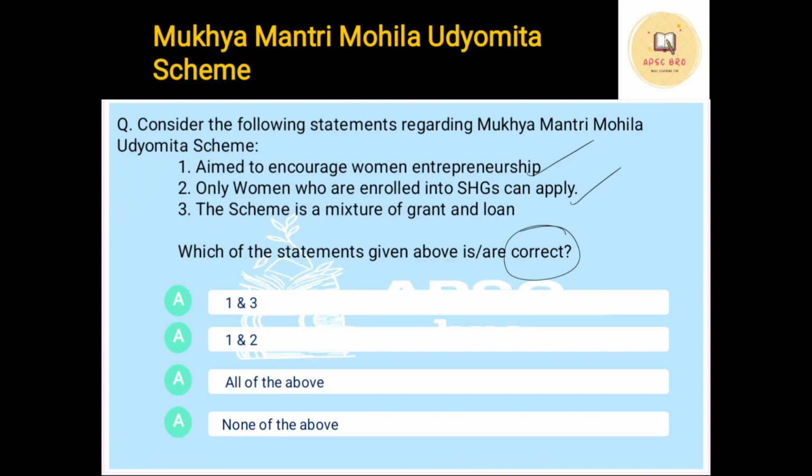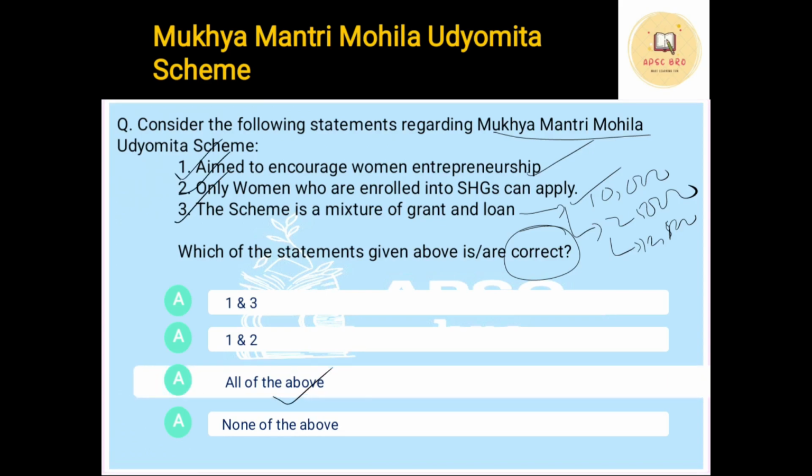In this scheme, for the first time, the government will pay a grant of 10,000 rupees. The woman who gets this grant is eligible to get another loan of 25,000 rupees to start her own business. And if she uses this loan well enough, and the government finds that she is working it fine, then the government will pay back 12,500 of the loan amount. So this is the Mukhyamantri Mahila Udyamita scheme. You see, all three statements of this question are correct, so our correct answer will be all of the above.